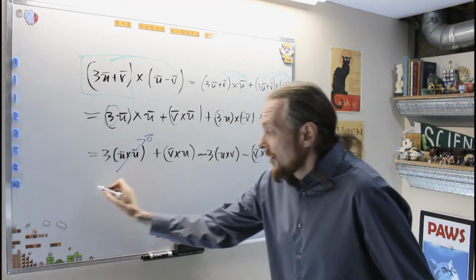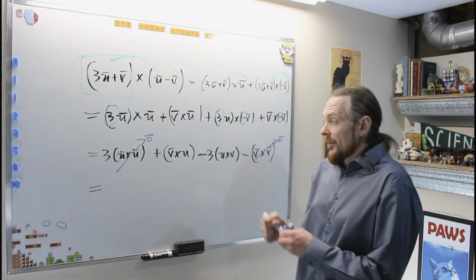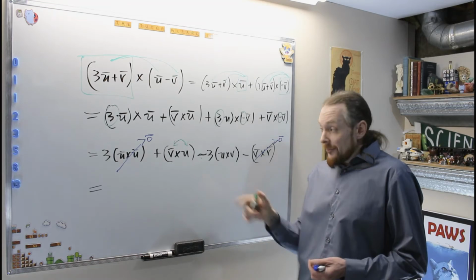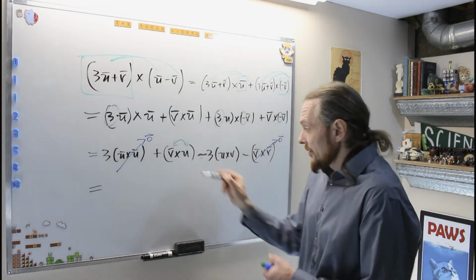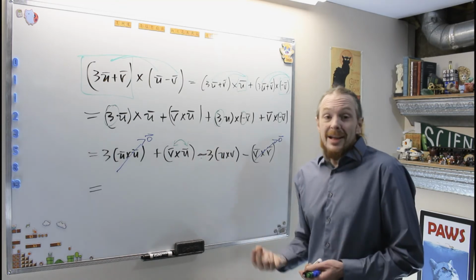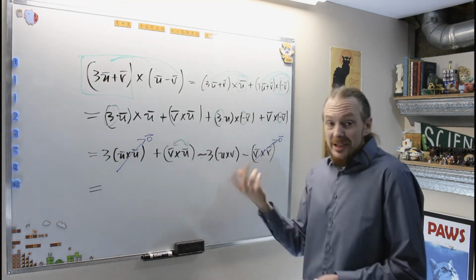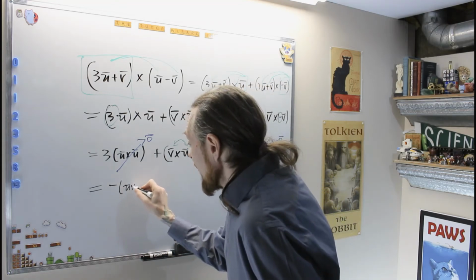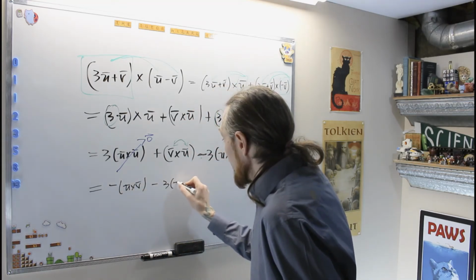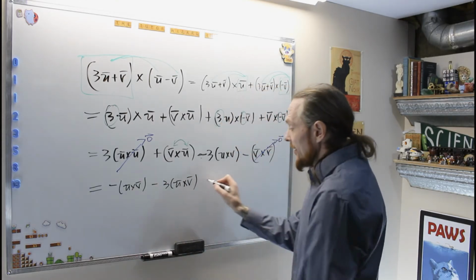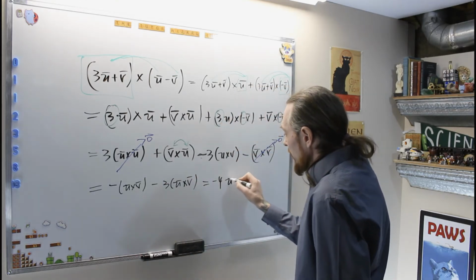The last move I'm going to do in this step is use the anti-commutative property of u cross v. I'm going to interchange those two. It's not commutative, it's anti-commutative, which means I get a negative when I introduce this. So I get negative u cross v minus 3 u cross v, and then I can add these things, I get negative 4 u cross v.